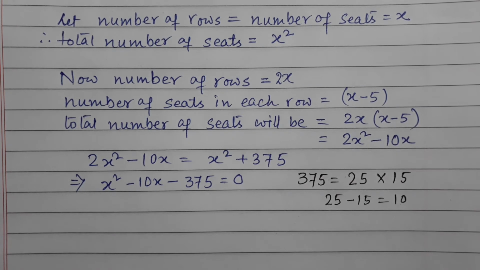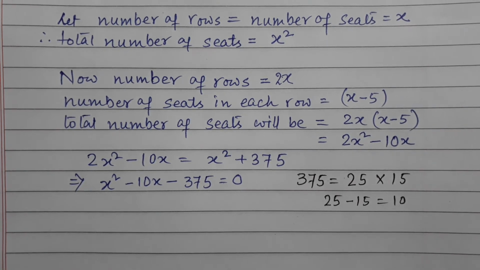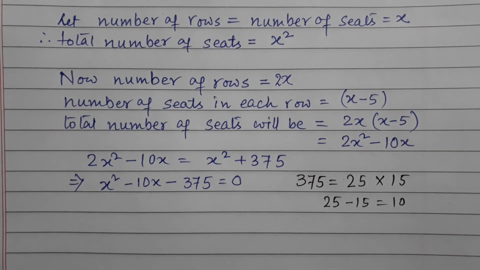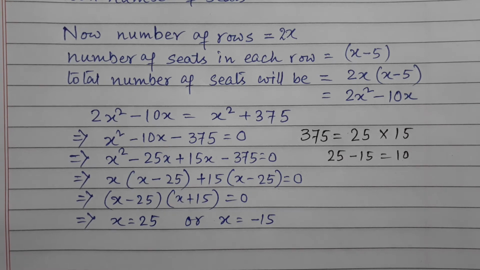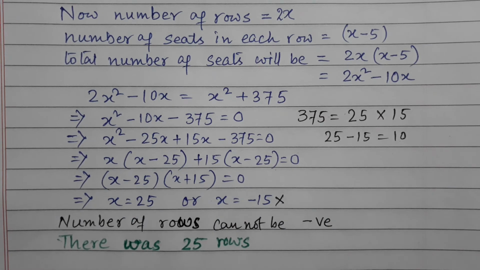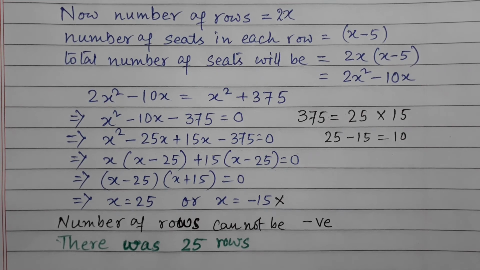Now since we know that 375 is equal to 25 into 15 and 25 minus 15 equals 10, we can solve the equation by middle term factorization, and hence the solution will be x equals 25 or x equals minus 15. Now the number of rows cannot be negative. So therefore there were 25 rows. You can pause the video to check the calculation.